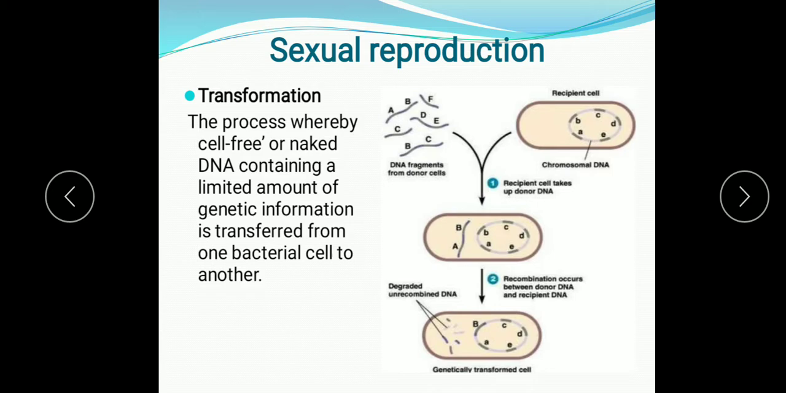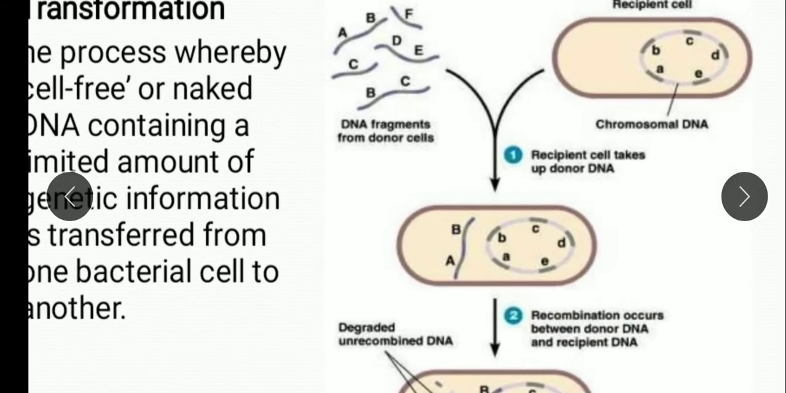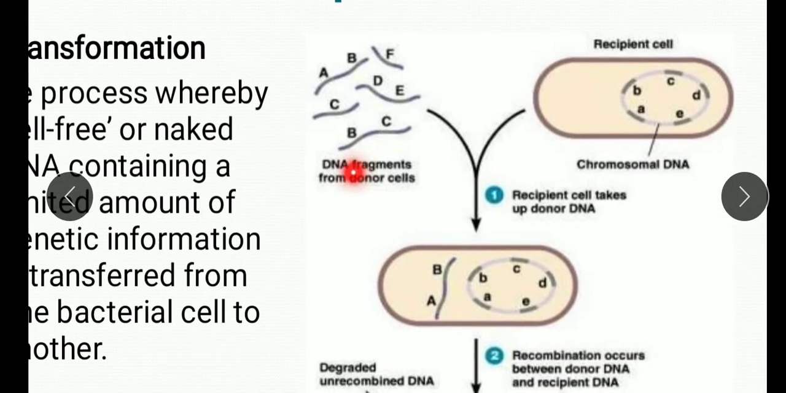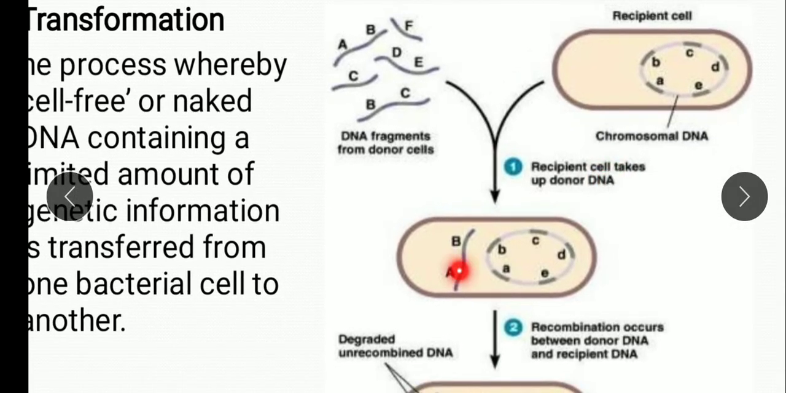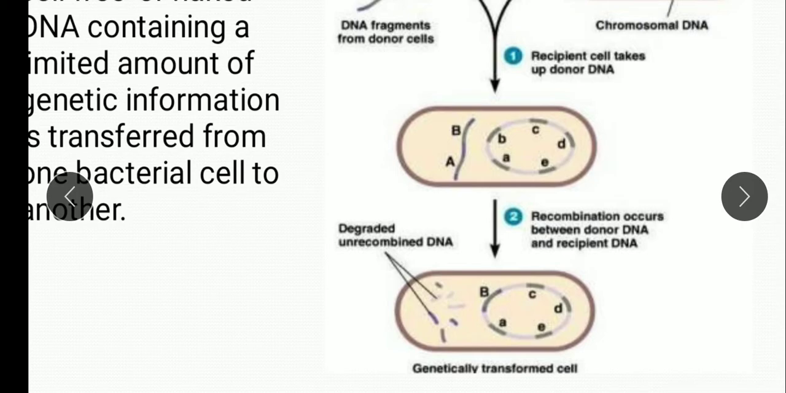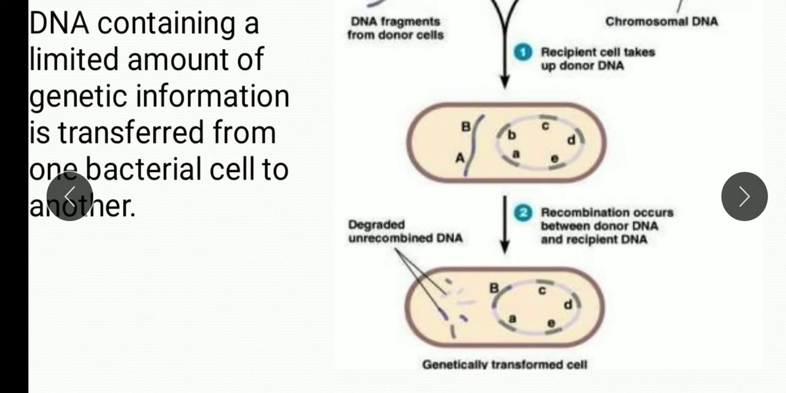So how does it take place? We will see a simple diagram here. These are the DNA fragments from donor cells. So these DNA fragments are from another bacterial cell. And this is the recipient cell, and this is the DNA of the recipient cell. Now the recipient cell takes up the donor DNA. Donor DNA enters into the recipient cell. Now recombination occurs between the donor DNA and the recipient DNA.